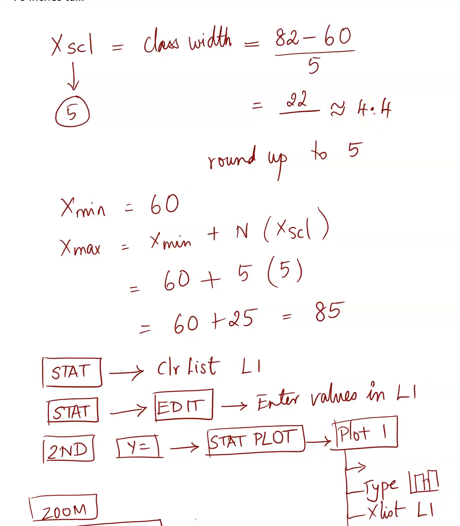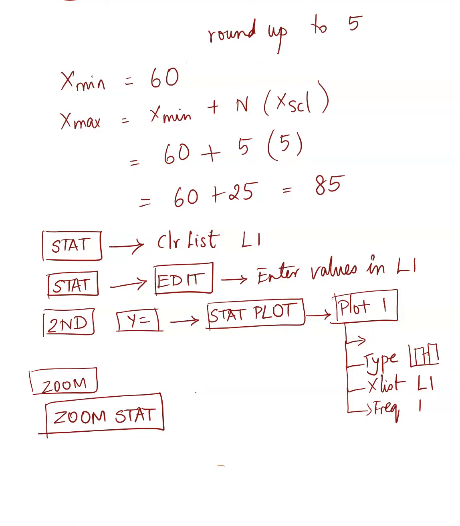And so we increase the class width to 5, and we want to make sure those things are replaced here. So go to xmin in your window now and edit it for the values we have: xmin 60, xmax 85, and xscl to be 5. Okay. Now go to the graph. Click on graph, you get the graph, and then go to trace.